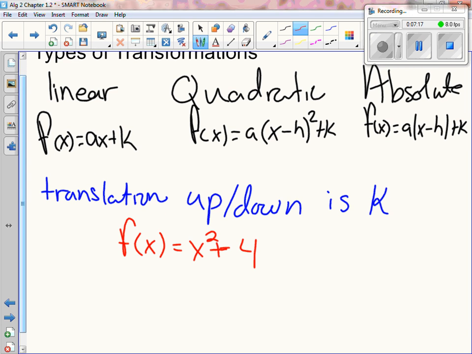Are we good with up and down? Up and down is pretty straightforward. If it's plus, it's moving up. If it's negative, it's moving down. Now I'm going to erase this so that I have room.